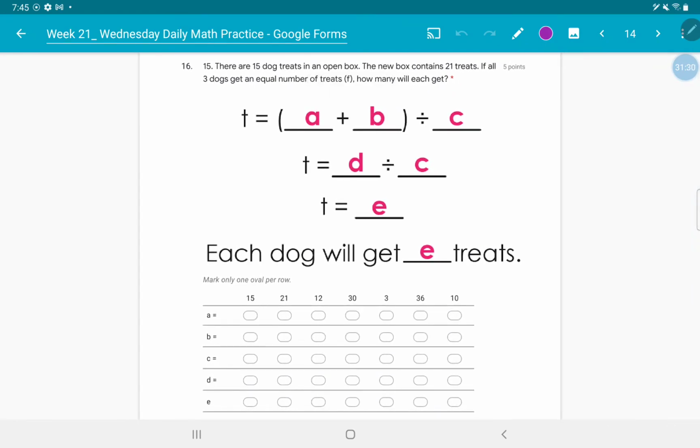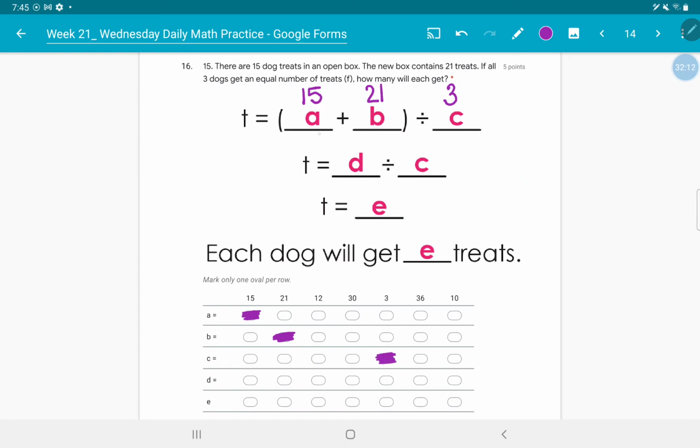Alright, let's look at this problem. There are 15 dog treats in an open box. The new box contains 21 treats. If all 3 dogs get an equal number of treats, how many will each get? So if I look at my problem, I have 15 dog treats in one box and another box that has 21 treats in it. And I'm dividing or sharing that equally between 3 dogs. So A is going to be 15, B 21, and C is 3.